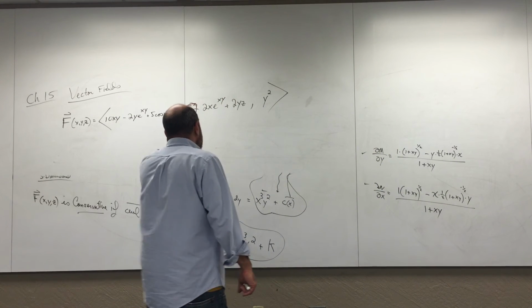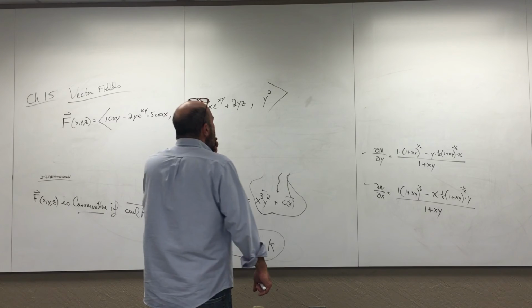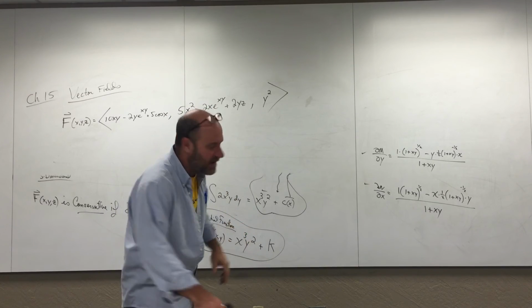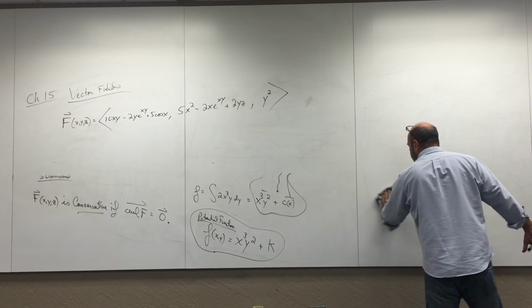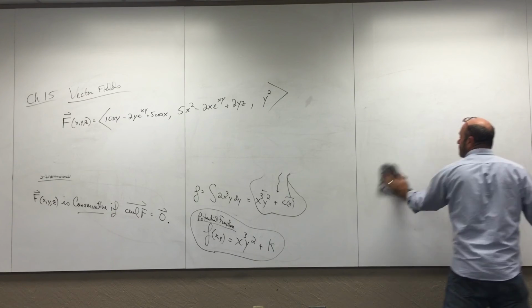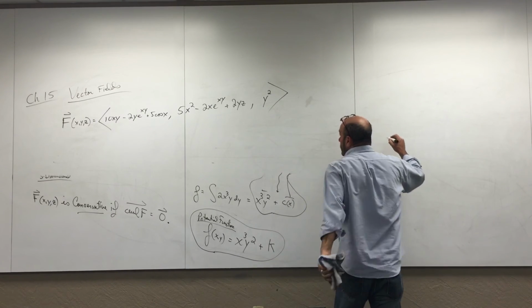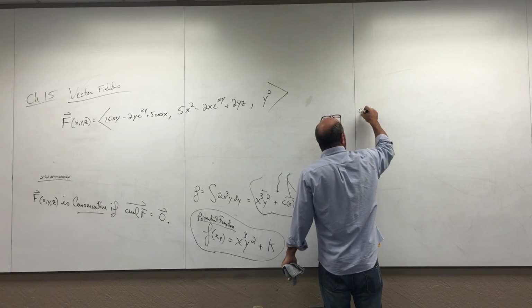Oh shit, how do you tell if it's conservative? Curl. You gotta do the curl. Oh my goodness. Okay, I ain't scared. Here we go. I gotta do the curl. How do I do a curl? I gotta do the curl of F.